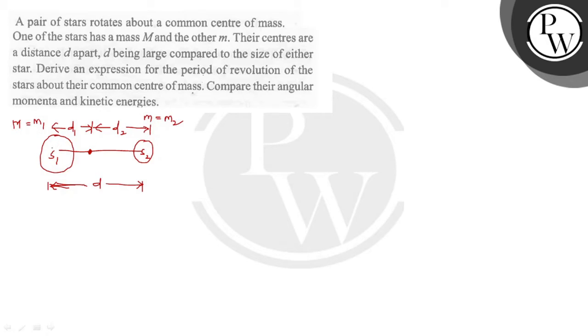Okay, so the center of mass concept we can apply over here. So d1 is equal to d m2 by m1 plus m2, as you know, and d2 is equal to d m1 upon m1 plus m2.